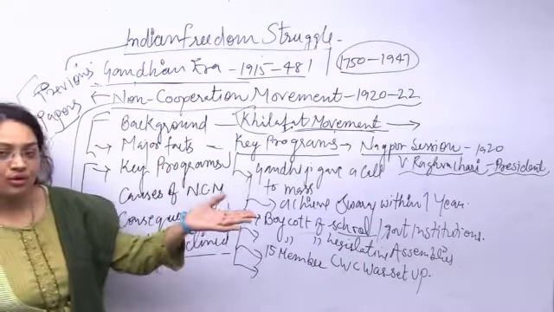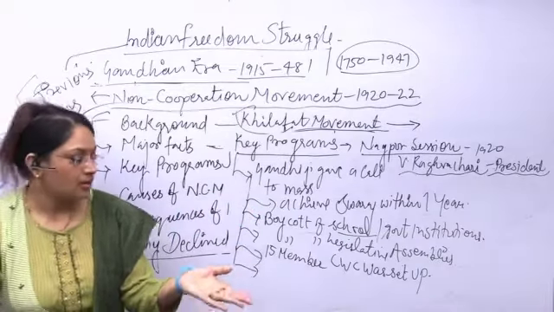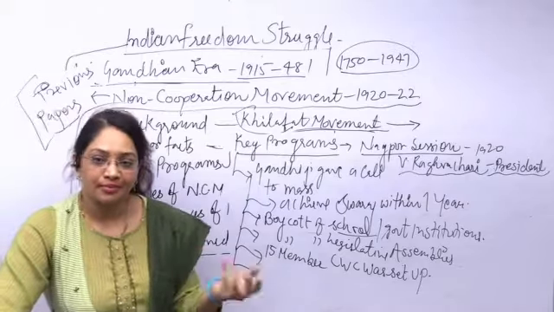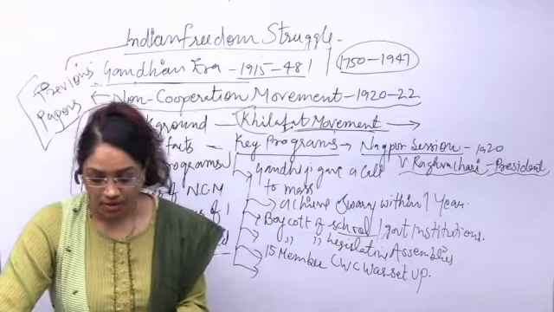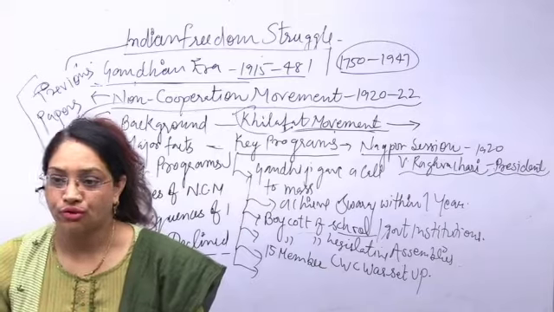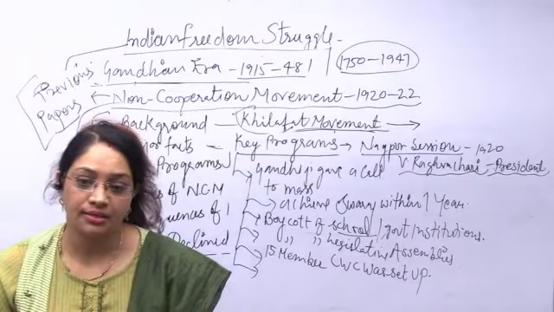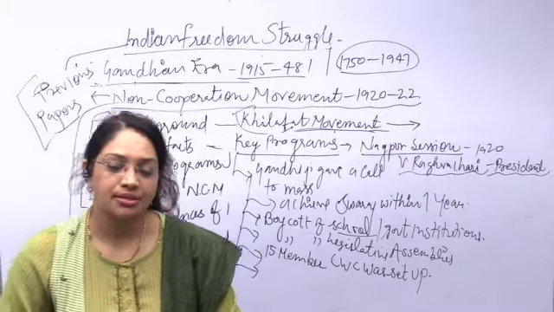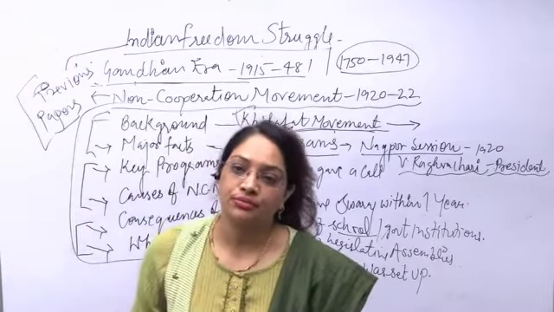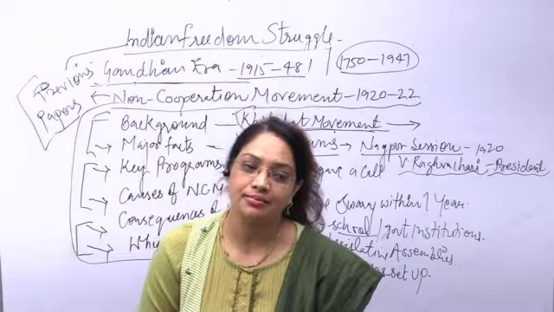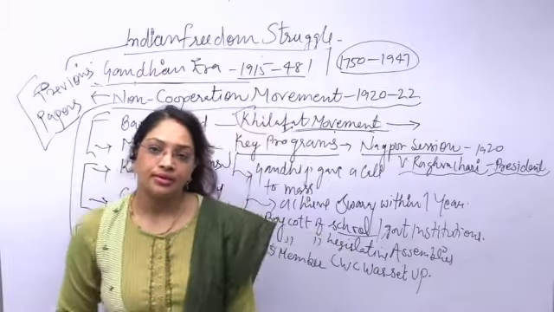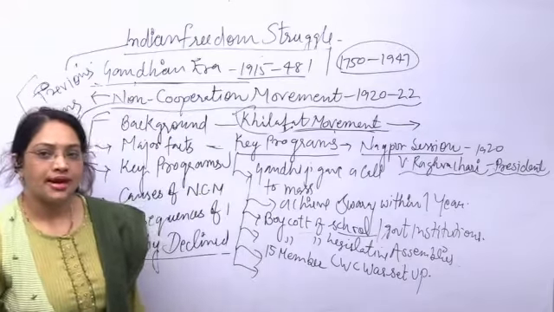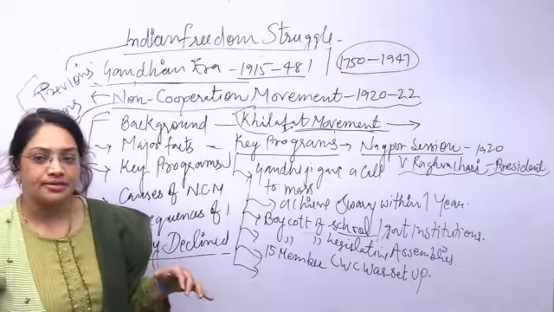Later, one thing I want to clear here: when non-cooperation was suspended by Gandhiji after the violent event of Chauri Chaura, Gandhi was arrested and sent to jail. After that, a disagreement took place between the leaders of Congress. And what was that disagreement? Basically, there were two opinions among the leaders.